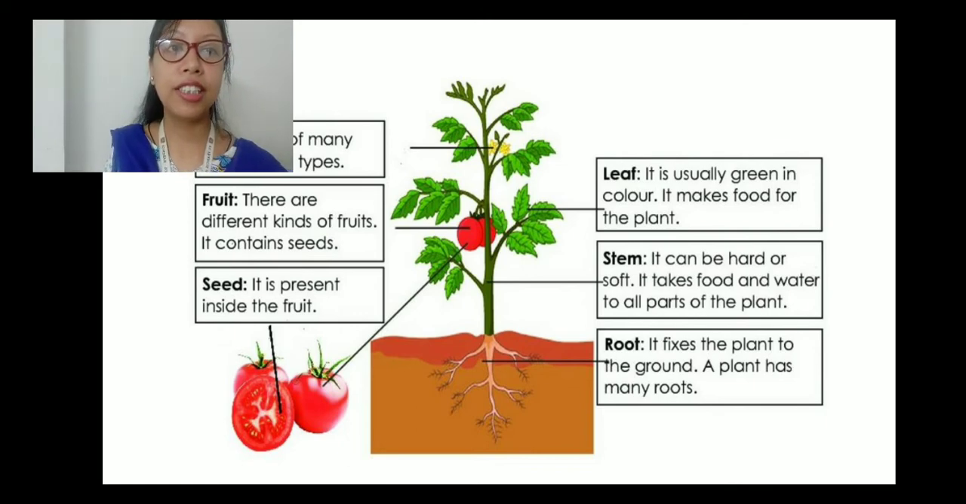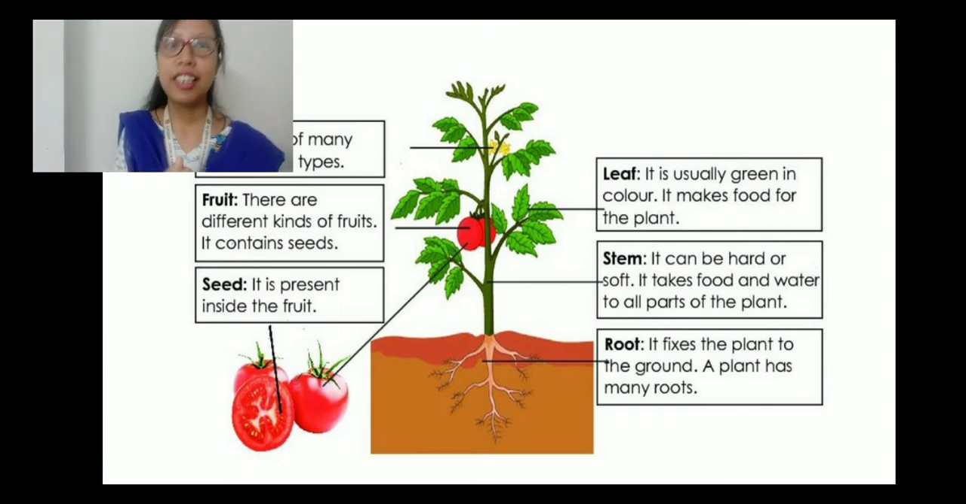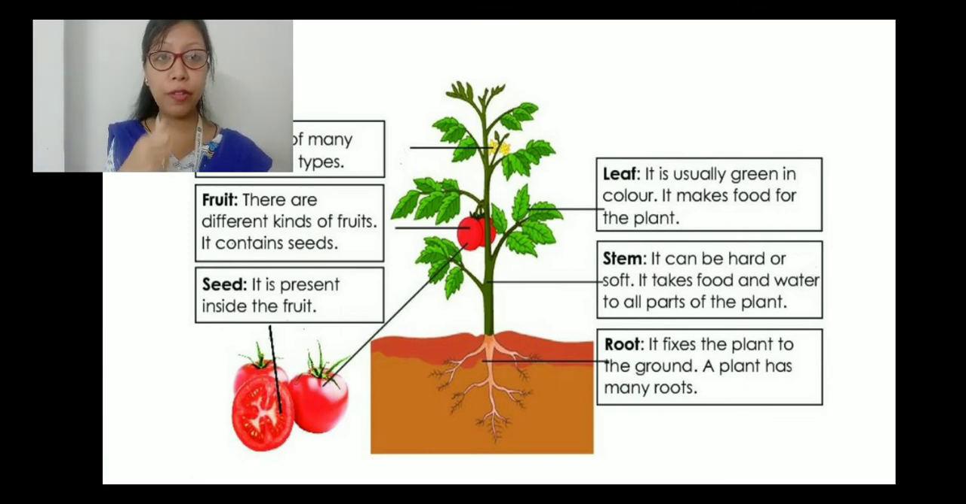Then we have the stem. The stem can be hard or soft. It takes food and water to all parts of the plant. Suppose you have seen a rose, right? Somebody used to give you a rose. So where do we hold it? We hold the stem of the rose, which has thorns. When we hold the rose, what happened? It is hard, right? The stem is hard, and sometimes some stems are soft.